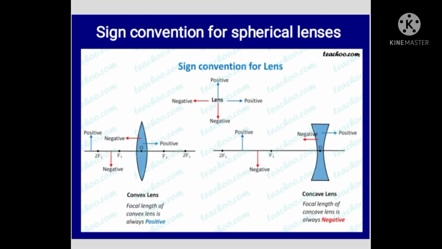Now let us discuss sign conventions for spherical lenses. This sign convention is similar to the one used for spherical mirrors. Here, instead of the pole, we choose the optical center as our origin. The distance from the optical center to the left side is always considered negative, and to the right side is always considered positive. The height of the object above the principal axis is positive and below the principal axis is negative.